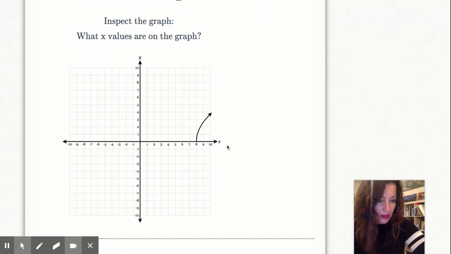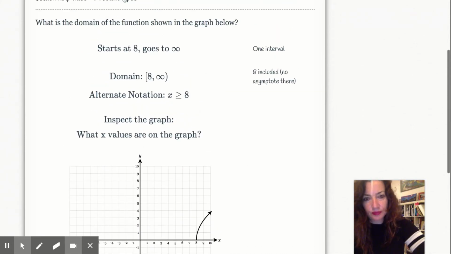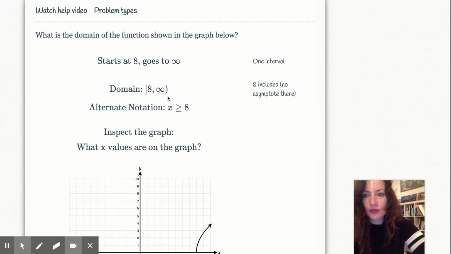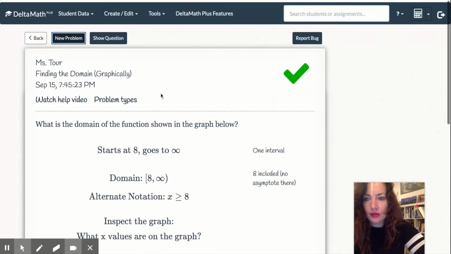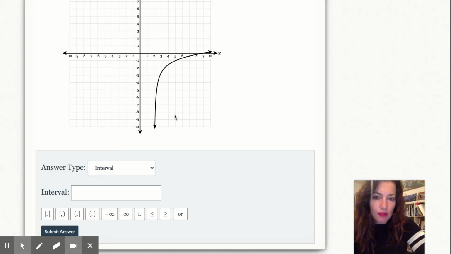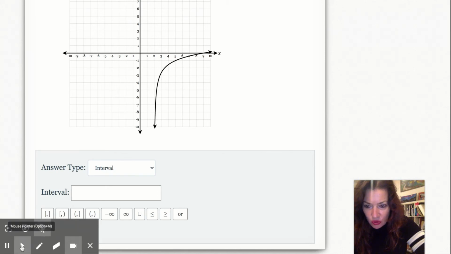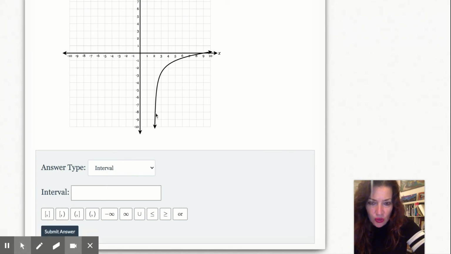So let's go ahead and look at another example. Okay, new problem. Let's see what we get. If you were to look at this, it appears we have an asymptote. So let me draw this in. For example, the graph is going down forever and then it extends to the right.